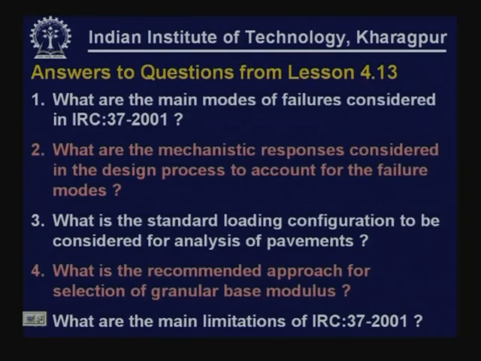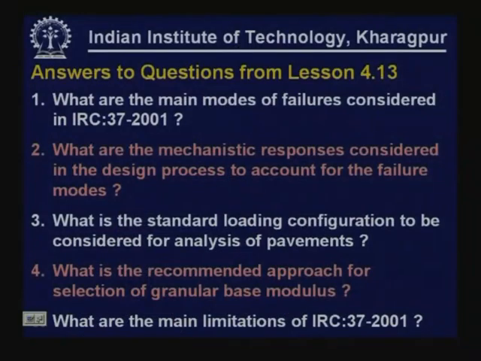Now let us see the answers for the questions that were asked in lesson 413. What are the main modes of failures considered in IRC 37/2001? In fact, three main modes of failures were considered. One is rutting due to permanent deformation occurring in subgrade, rutting due to permanent deformation occurring in bituminous layer, and fatigue cracking occurring in bituminous layer. However, there are only two criteria provided, for rutting due to permanent deformation in subgrade and fatigue cracking of bituminous layers.